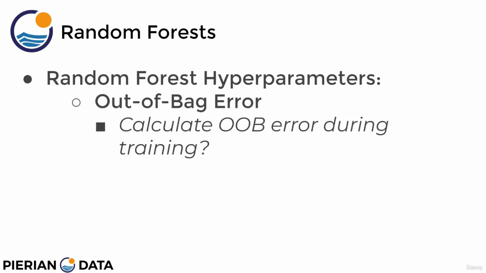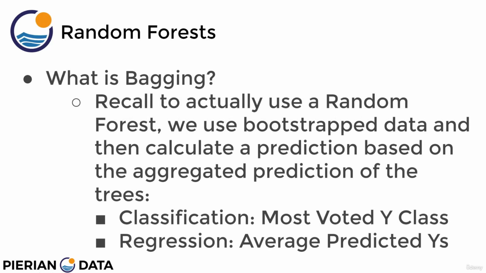Now let's talk about out-of-bag error, which attempts to answer the question, would you like to calculate OOB error during training? And to understand out-of-bag error, we had to understand what bootstrapping meant in regards to our data. Now, when we talk about out-of-bag error, we're referring to bagging. Recall, to actually use a random forest, we're going to use bootstrapped data and then calculate a prediction based on the aggregated prediction of the trees.